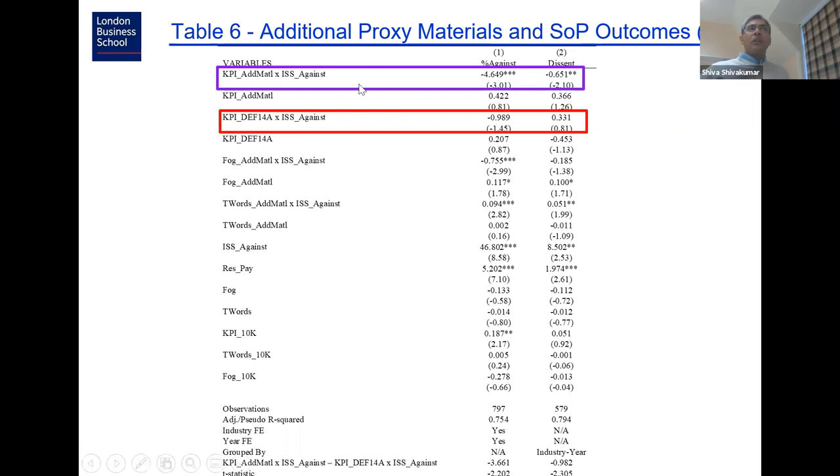But this happens only for the disclosure information provided subsequent to the ISS response. If you look at the relation with the information provided before the ISS response, the KPI disclosures there are not sufficient to affect the outcomes of the SOP voting. So this again narrows down the information to be able to say, yes, it is the SOP voting that is creating the incentives for firms to provide greater disclosures, and that those disclosures are informative for investors to make a voting decision.